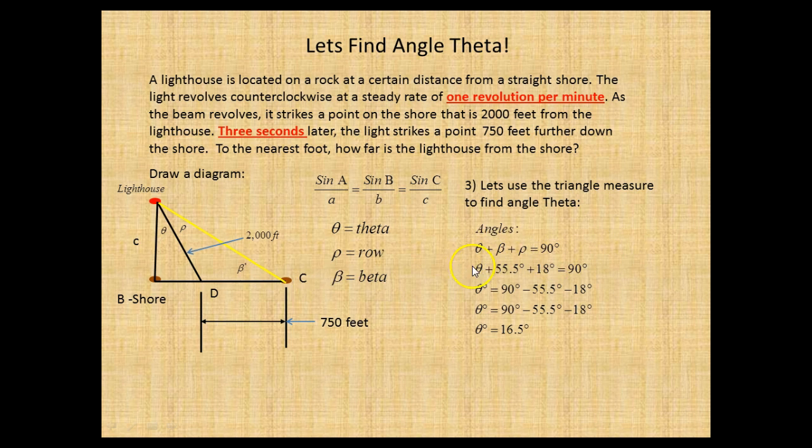Okay. So we have theta plus 55.5 plus 18 is equal to 90. If we subtract 55.5 and 18 from both sides of this equation, we get theta is equal to 90 degrees minus 55.5 degrees minus 18 degrees. And that gives us theta is equal to 16.5 degrees. Let's continue.